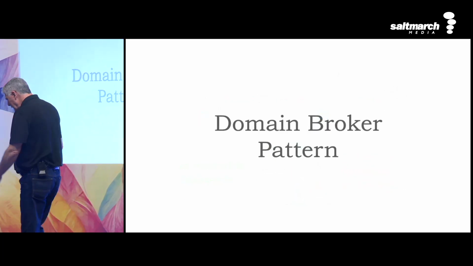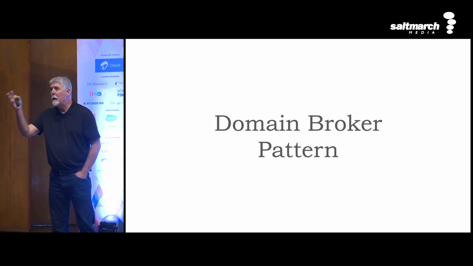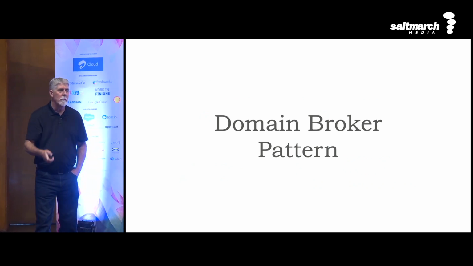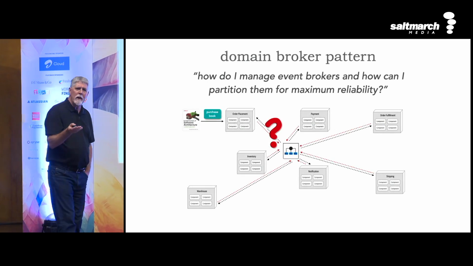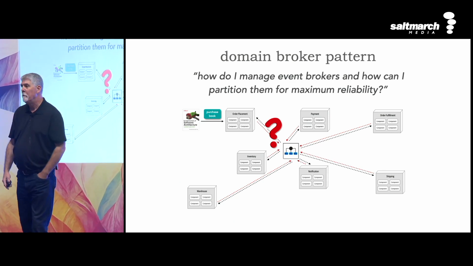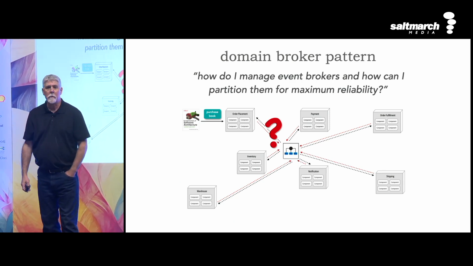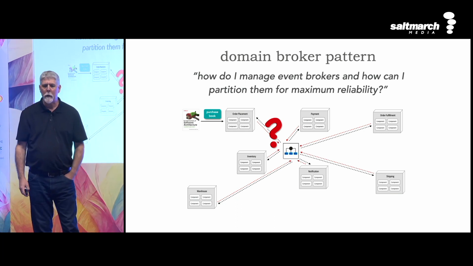Okay, let's look at another pattern that doesn't really relate to code, but really about architecture. And that's the domain broker pattern. So how do I partition and manage my brokers for maximum reliability in my system? We need a highly reliable system, and we don't have highly reliable brokers. Okay, how can I solve this problem?